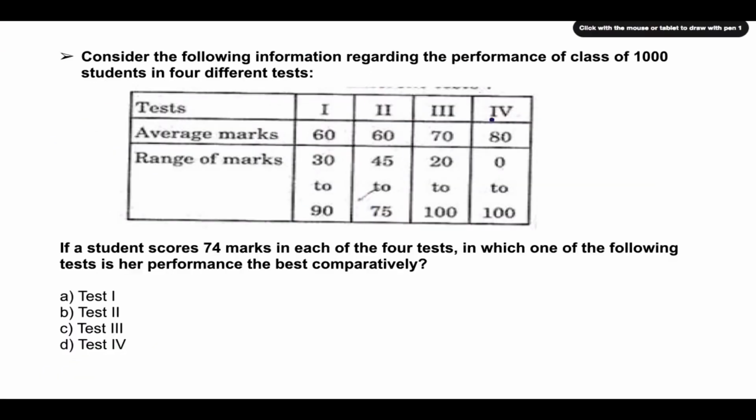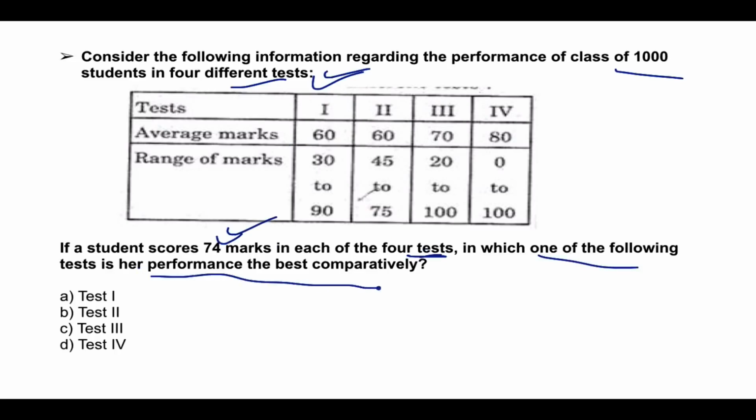Consider the following information. Performance of class of 1000 students in 4 different tests. If a student scores 74 marks in each of the 4 tests, in which of the following tests is their performance the best comparatively? First criteria is what are the average marks. The lower the average marks, the better is the performance. So answer is either 1 or 2.